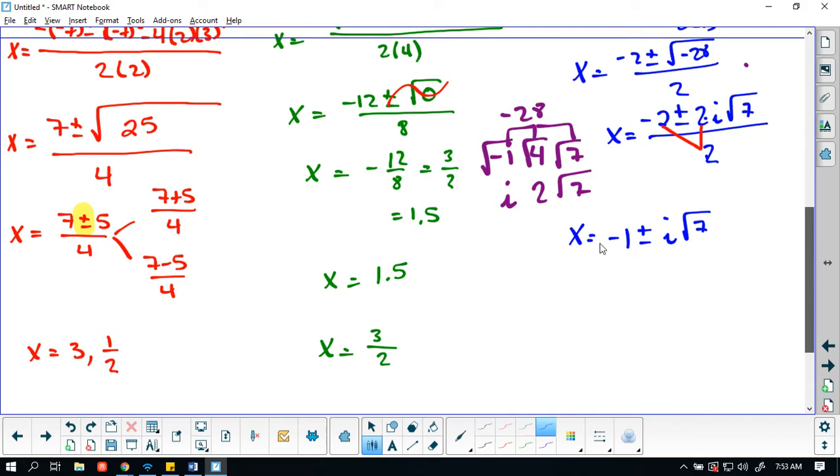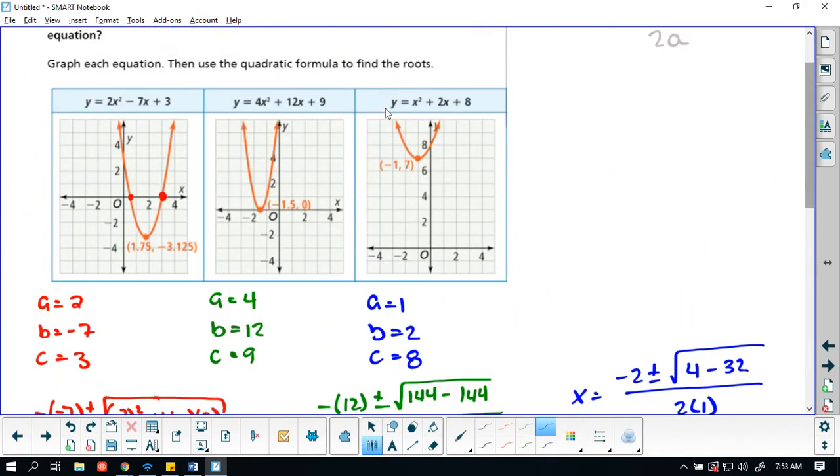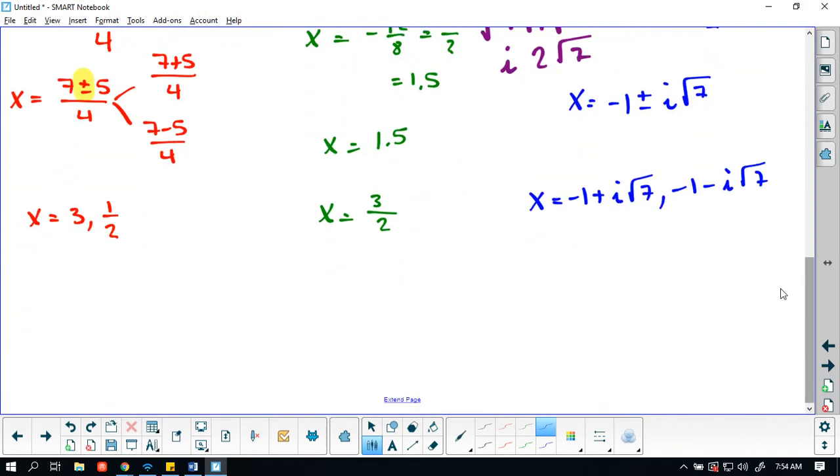We have 2 complex numbers here. We have x equals negative 1 plus i root 7, and we have negative 1 minus i root 7. 2 different solutions. They are complex. We still have solutions here, but looking at the graph, it does not even look like our graph goes through the x-axis. So even though we have solutions, we do not have a graphical solution. We cannot see where this goes through. So that's where this imaginary number comes into play. All right, so there are my 3 solutions.